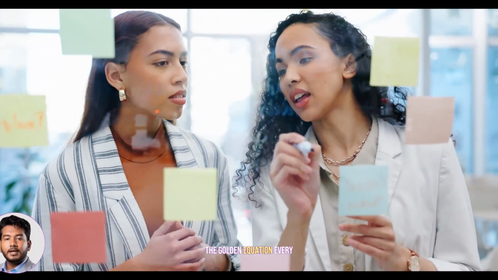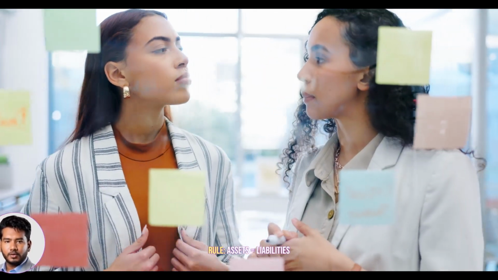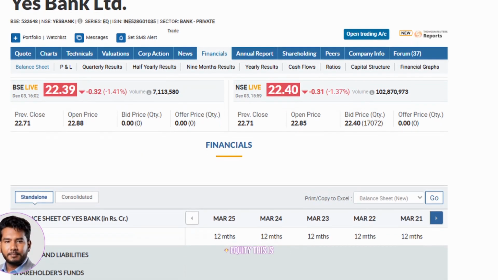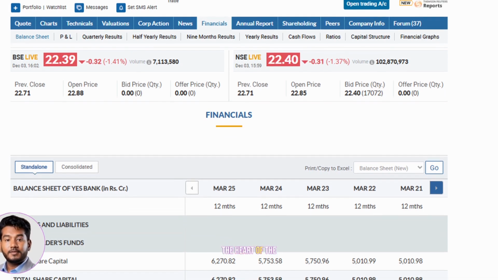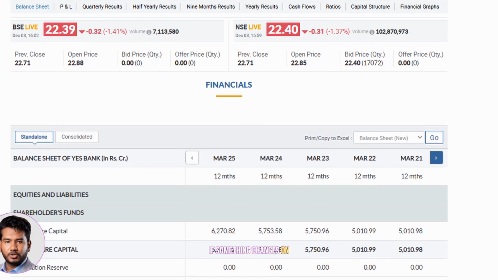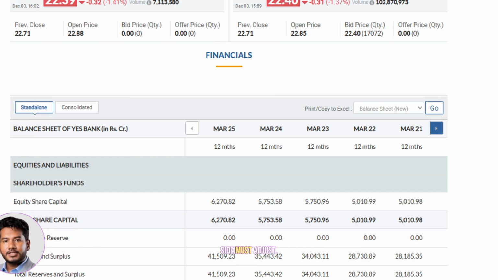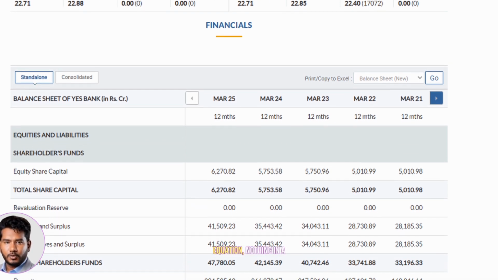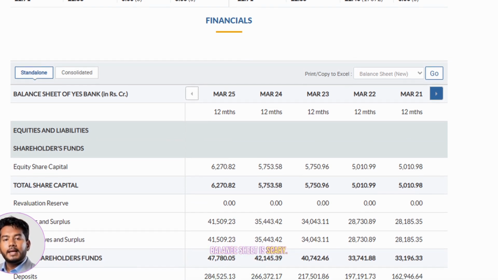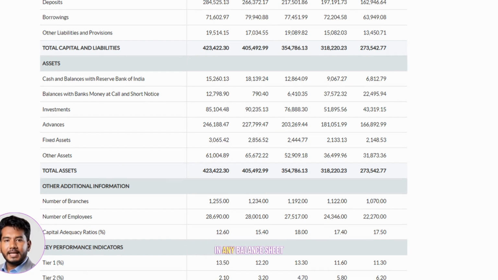The golden equation: every balance sheet follows one rule: assets equal liabilities plus equity. This is the heart of the balance sheet. If something changes on one side, the other side must adjust. Once you understand this equation, nothing in a balance sheet is scary. Three things to check in any balance sheet.